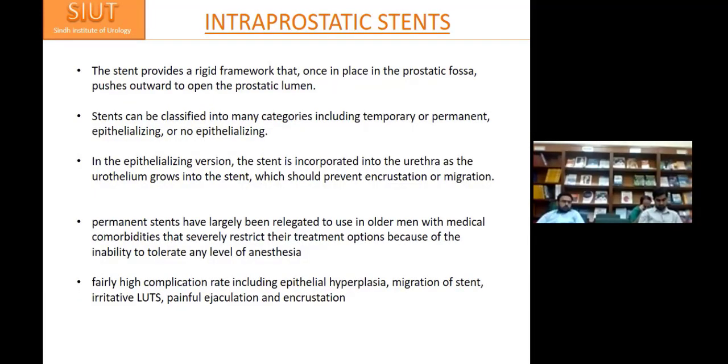Moving forward, another advancement is intraprostatic stents. The stents provide a rigid framework once in place in the prostatic fossa, pushing outward to open the prostatic lumen. A stent can be classified into many categories, including temporary or permanent, epithelializing and non-epithelializing. In the epithelializing version, the stent is incorporated into the urethra as the urothelium grows into the stent, which should prevent migration. Permanent stents have largely been relegated to use in older men with medical comorbidities that severely restrict their treatment options because of the inability to tolerate any level of anesthesia. They have a fairly high complication rate, including epithelial hyperplasia, migration of the stent, irritative LUTS, painful ejaculation, and prostatitis.